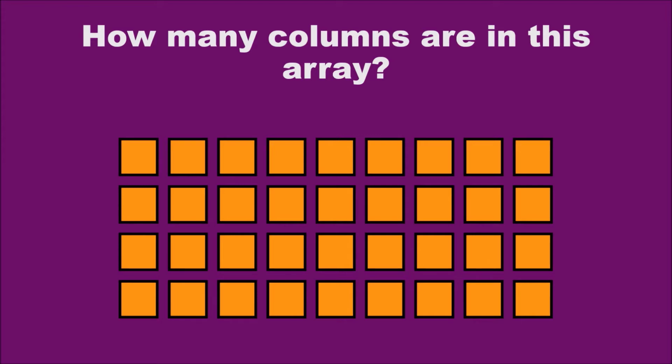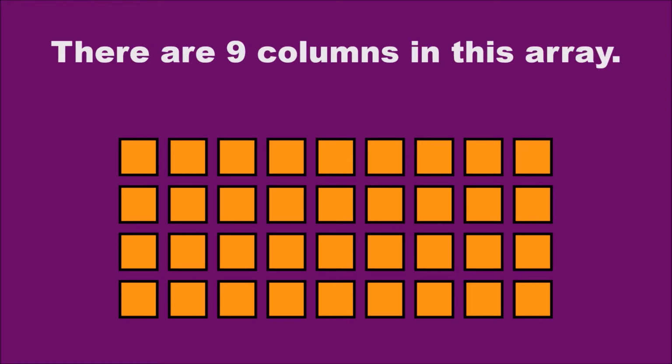How many columns are in this array? Remember, our columns go up and down. Don't get tricked. There are 1, 2, 3, 4, 5, 6, 7, 8, 9 columns in this array. There are 9 columns in this array. Good job. Now let's do a bonus question.